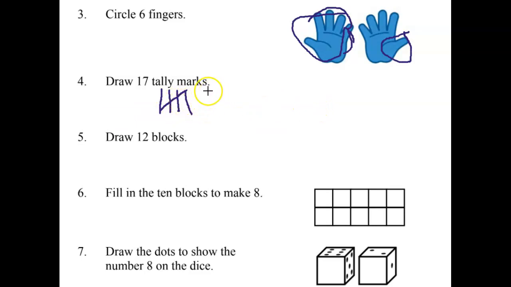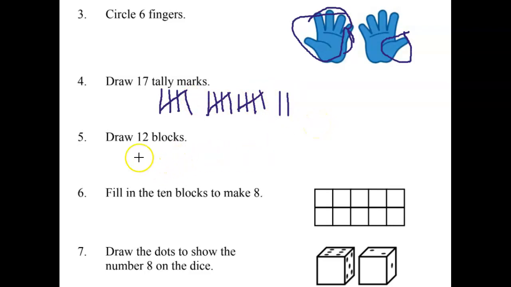So we have 5. We'll draw another one. 10. 15. How many more do we need to make 17? 15 plus what makes 17? So we have 15, 16, 17.